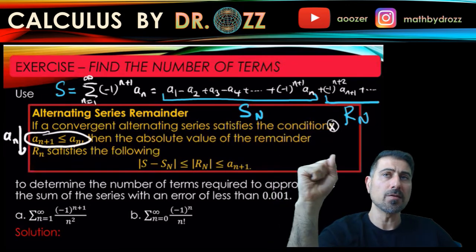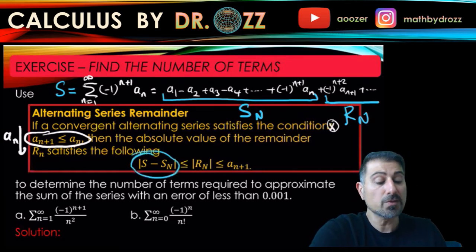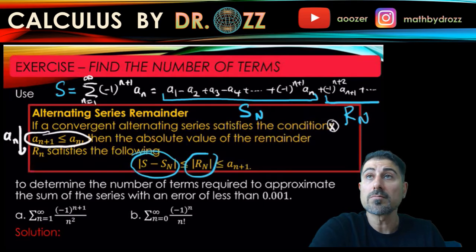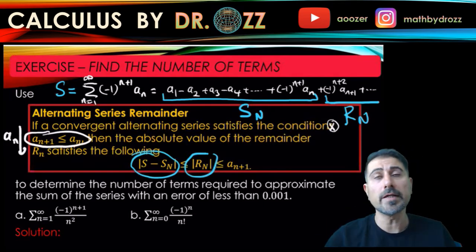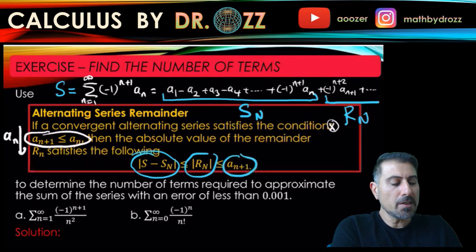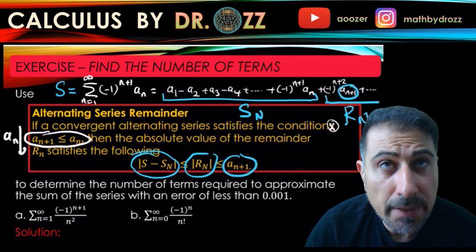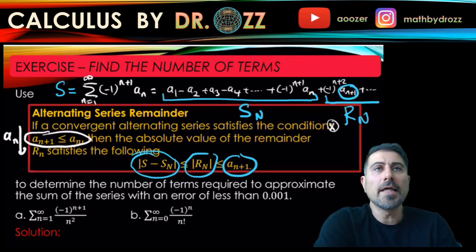So this theorem provides us the relationship between S, S_n, and R_n in terms of a_{n+1}. It says that the absolute value of S minus S_n, which is the absolute value of the tail, right? Because S is the sum of S_n and R_n. So the absolute value of the tail cannot be greater than the very immediate term in the tail, the non-alternating immediate term in the tail.